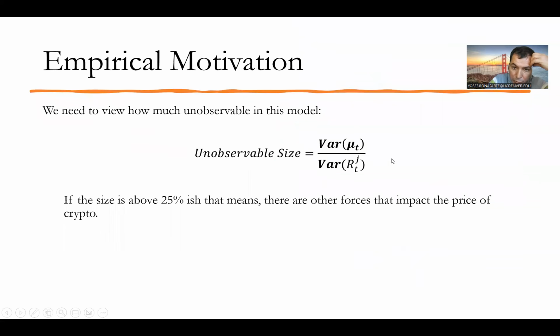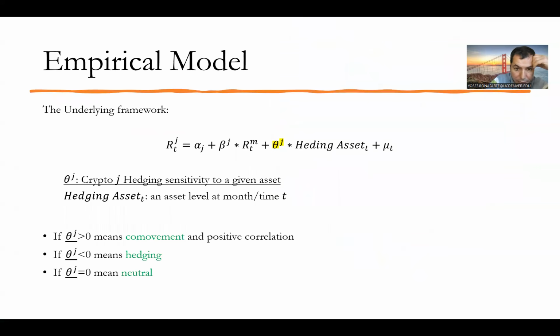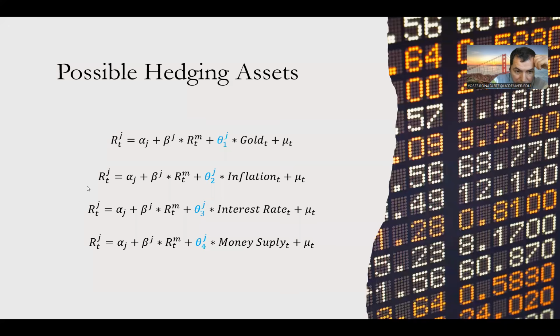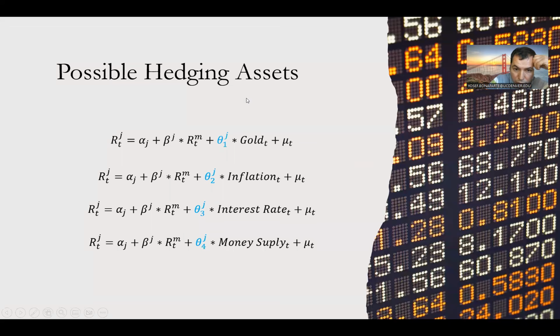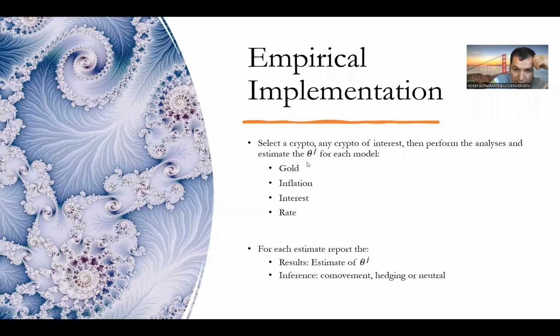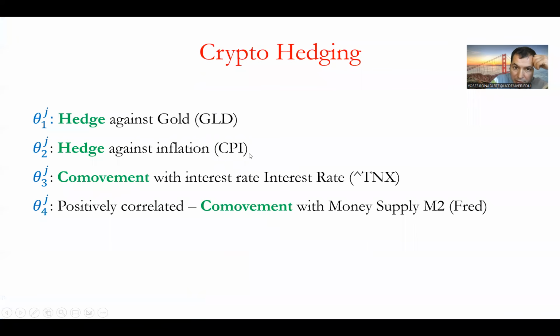We also looked at the observable to make sure that it co-moves with the R square. And then we talked about a model of either co-movement or hedging or neutral. We considered four asset classes, and we looked at the theta J, and we got some inference.